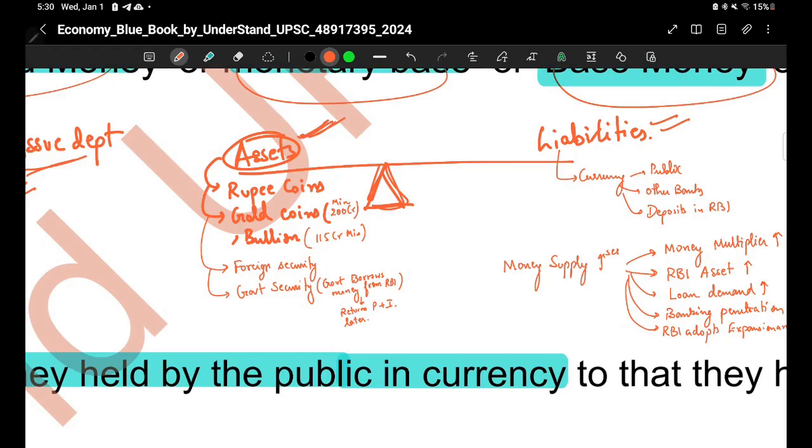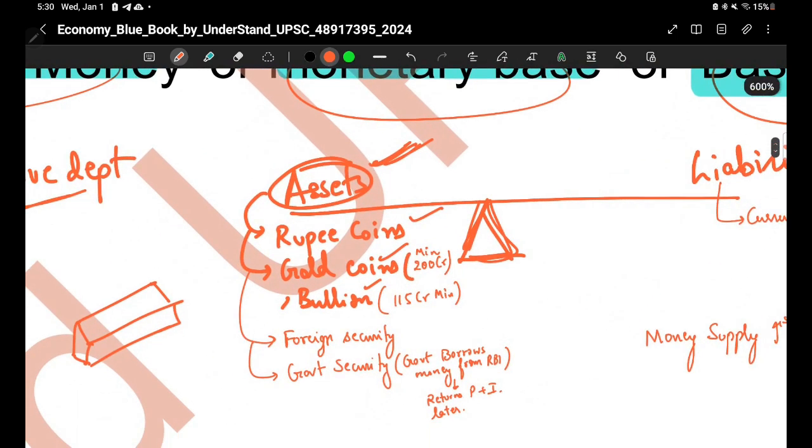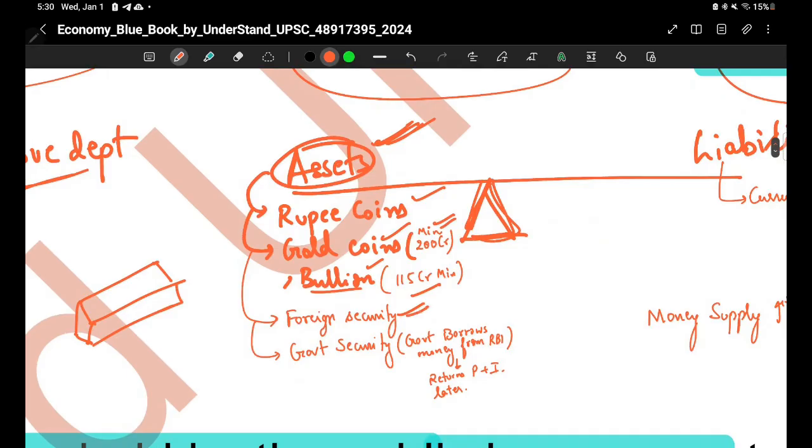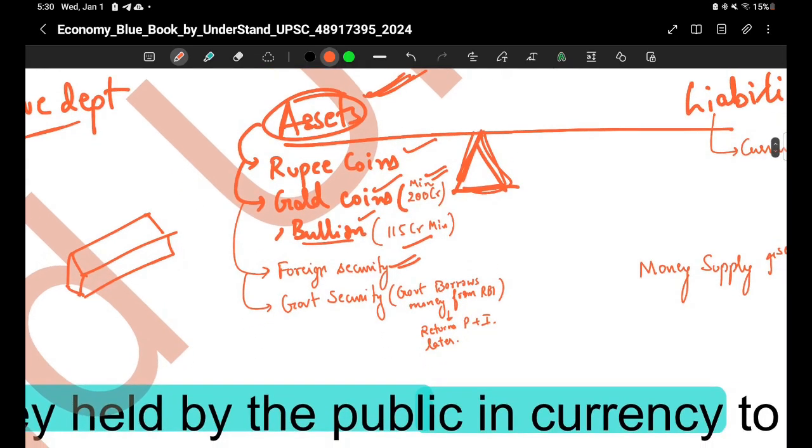Let's say assets. For example, RBI has to keep some assets like rupee coins, gold coins, gold bullion. Bullion means that bar you get, no? Gold bar. That is called gold bullion. So a minimum amount has to be kept. Like gold coins has minimum 200 crores you have to keep. Bullions minimum 115 crores you have to keep. Okay, and then assets can also include foreign securities, like World Bank and all that. They can issue securities. So RBI can buy that from IMF, World Bank, and all that, or from other countries as well.